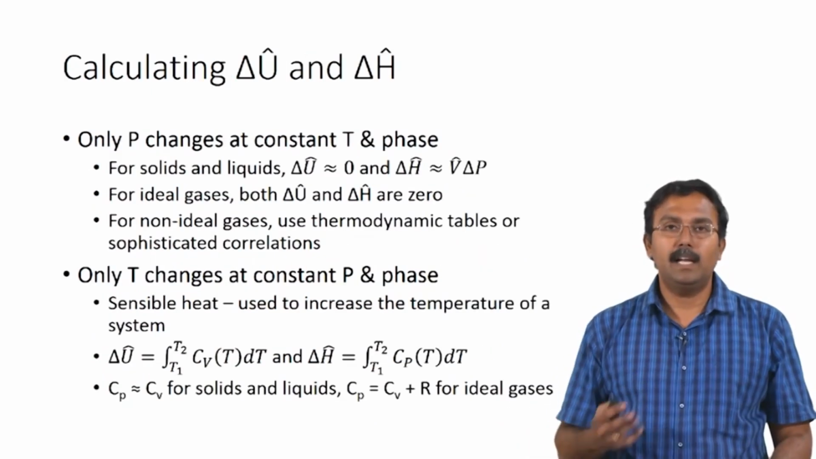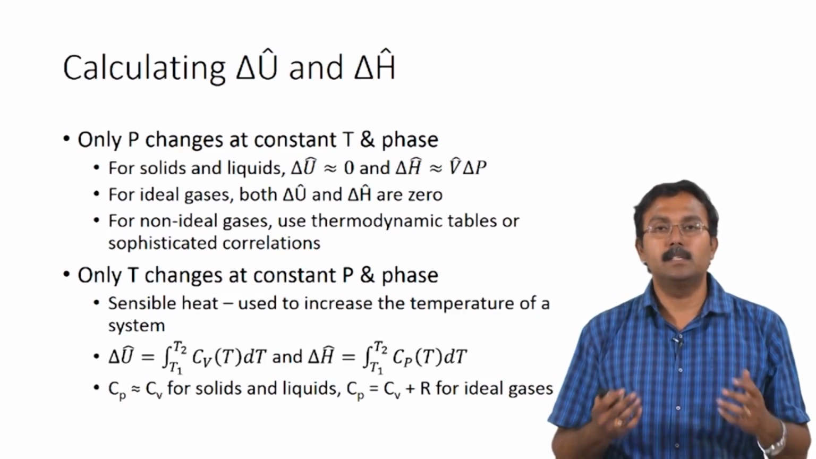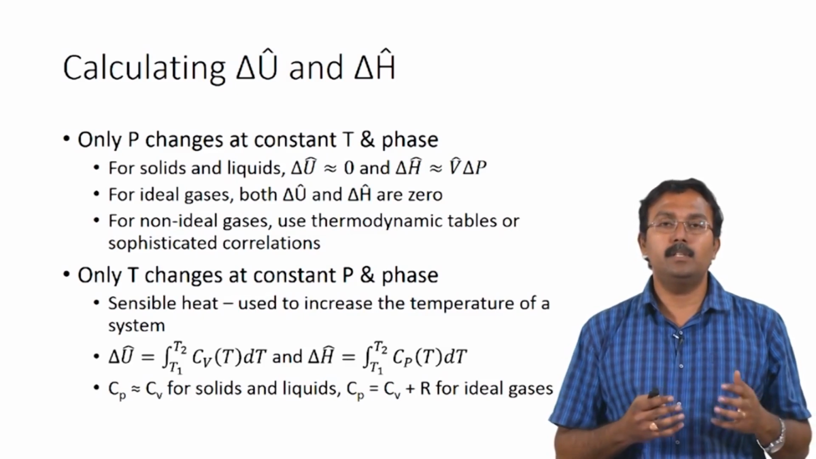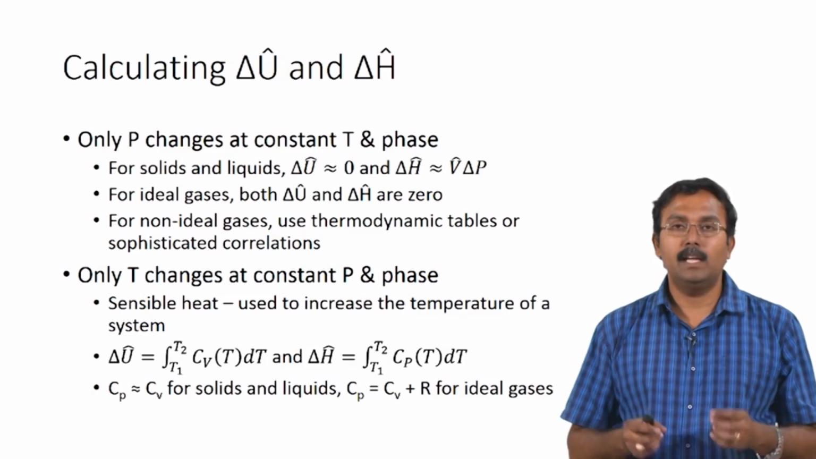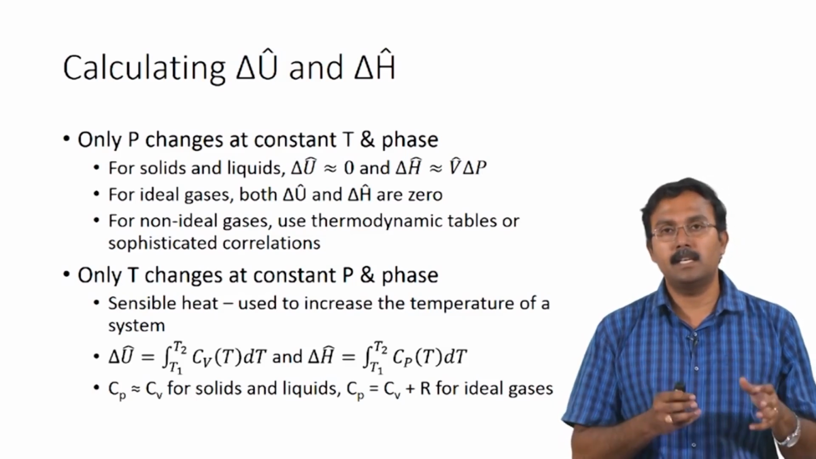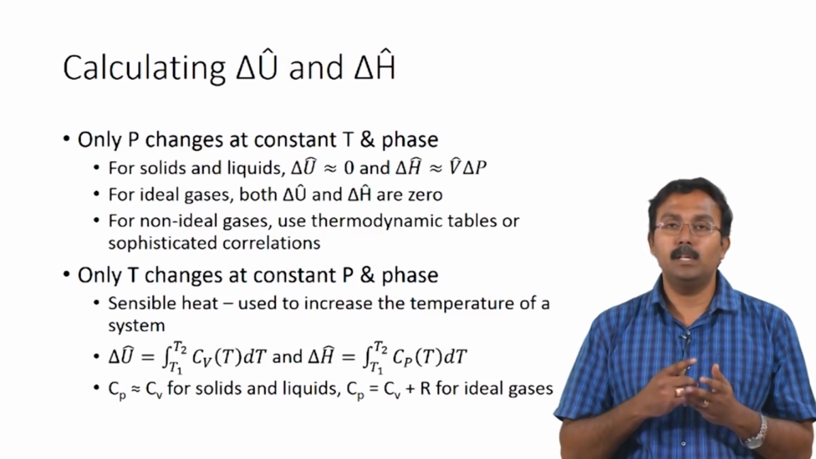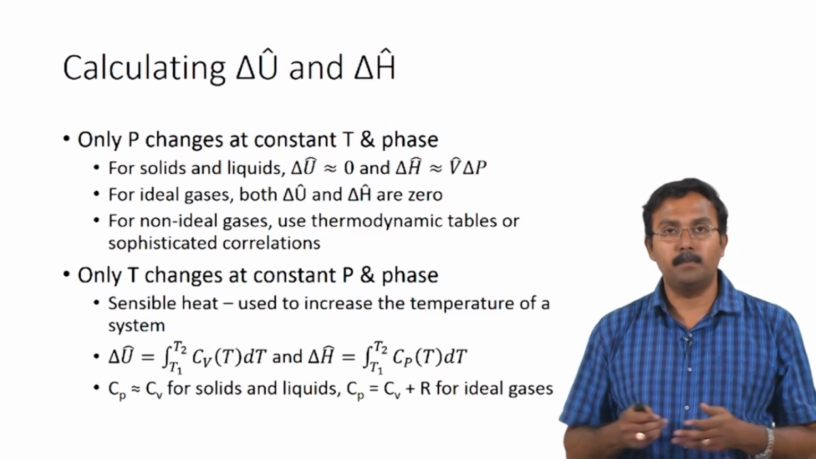So, while we calculate kinetic energy changes and potential energy changes, we already have the equations. How do we calculate change in internal energy and enthalpy? We have been doing this throughout the last few weeks. So, just as a refresher, we can only find the change in internal energy or enthalpy when pressure, temperature or phase, only one of the three has to change. If more than that is changing, you would have to build hypothetical paths.